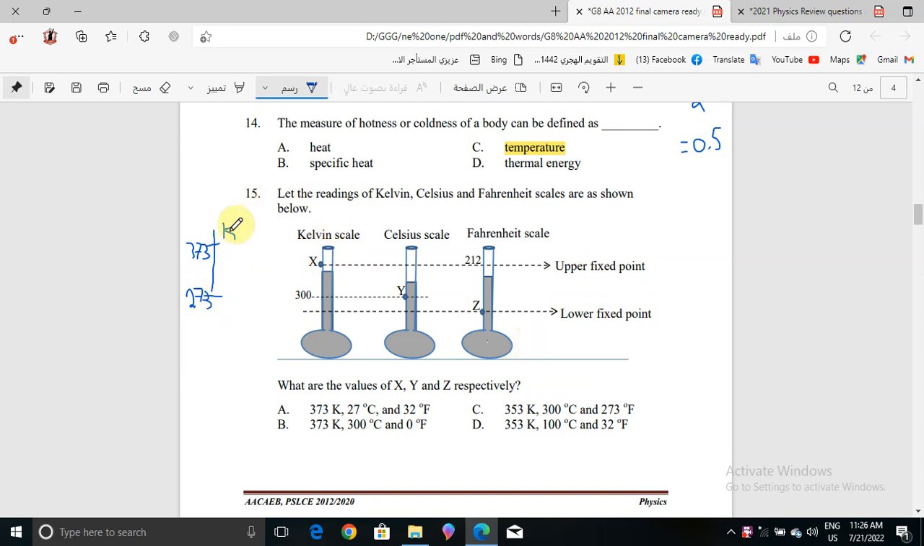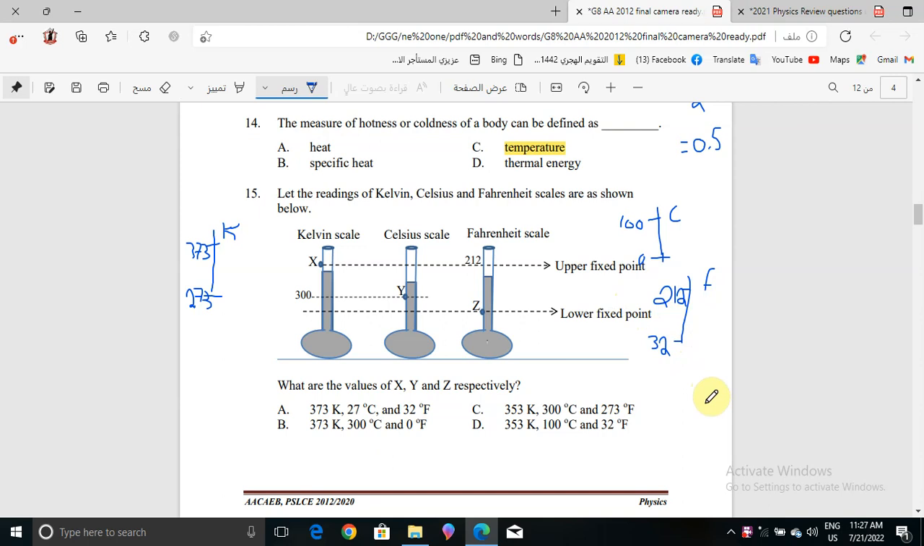Now for the Celsius scale, the upper fixed point is 100 and the lower fixed point is 0. Now for Fahrenheit, we have 212 for the upper fixed point and 32 for the lower fixed point.